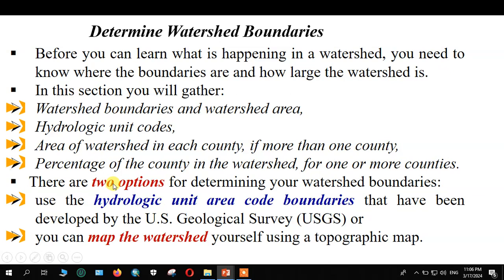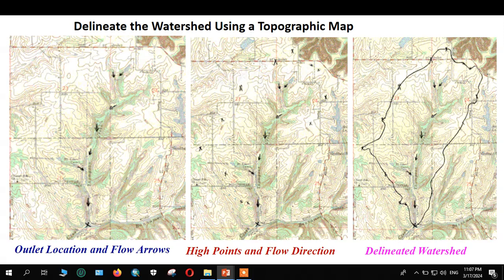There are two options for determining your watershed boundary. The first one, use hydrologic unit area code boundaries that have been developed by the US Geological Survey, or USGS. Or the second option, you can map the watershed yourself using a topographic map. We can determine this from Earth Explorer, or from a topographic map, from Topomap and USGS.